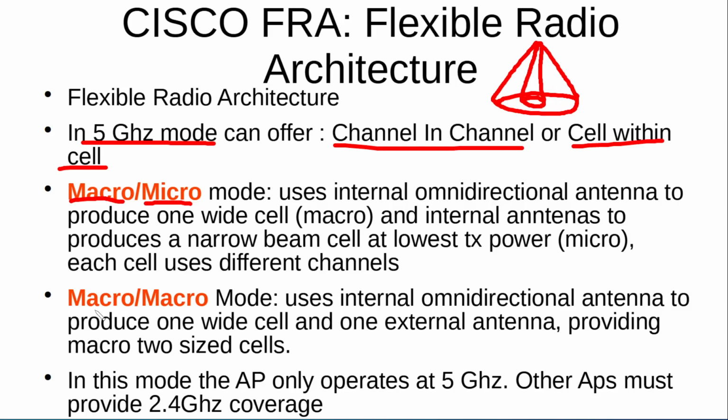These cells will be using different channels. If you choose the macro mode, your access point will create a large footprint cell, and you must connect an external antenna to create another large cell. Both cells will be using different channels.